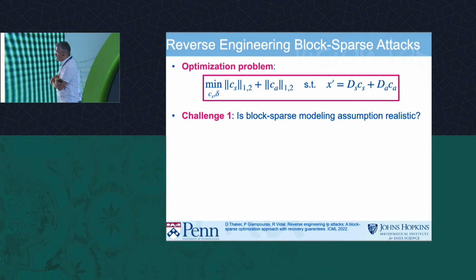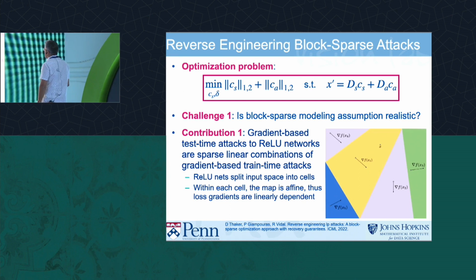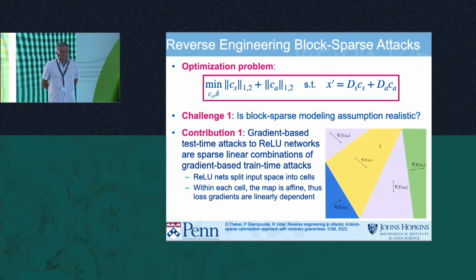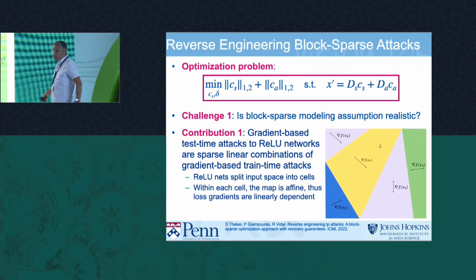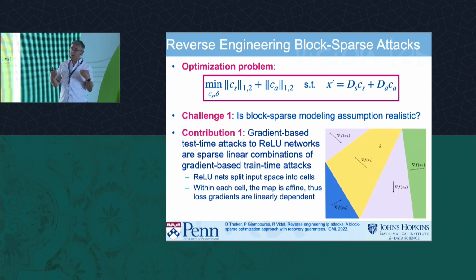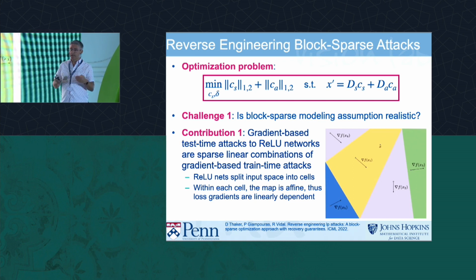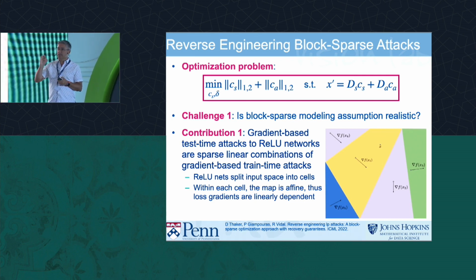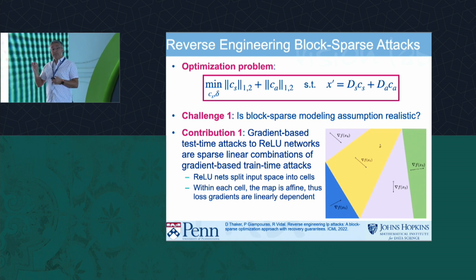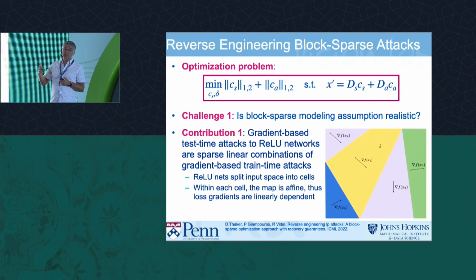So are there networks for which we can assume that the attacks do have this block sparse structure? And here is one example. This is true if the network is a ReLU network. And why is it true? As you know, the input-output map of a ReLU network is piecewise affine. So this means that for a particular X, the input-output map is an affine transformation. And remember that I said earlier that these attacks are computed by computing gradients. And so as a consequence, the gradient of the output with respect to the input at a particular X is just going to be a linear function.